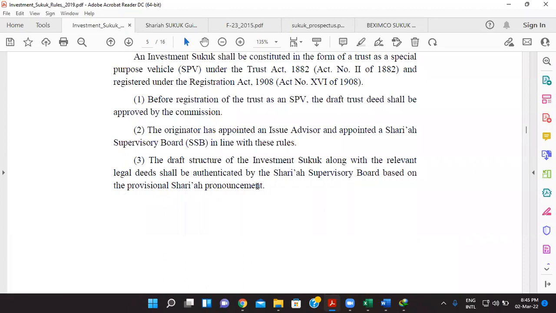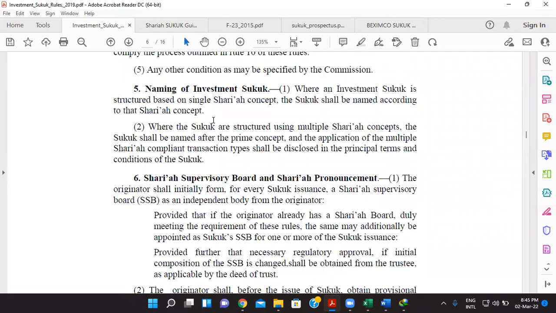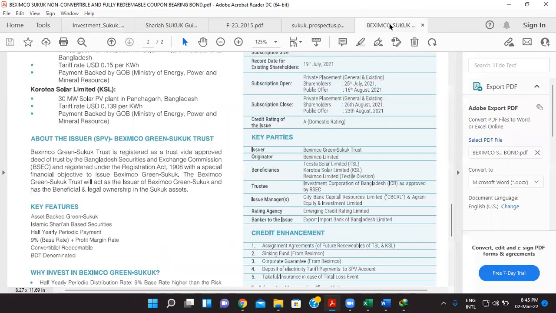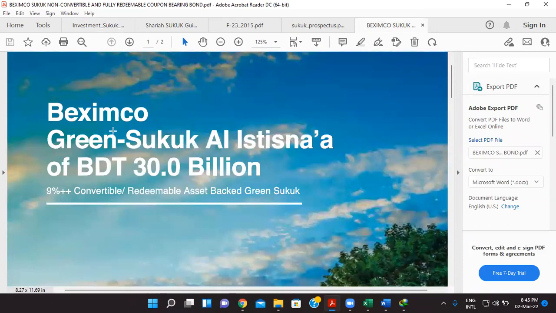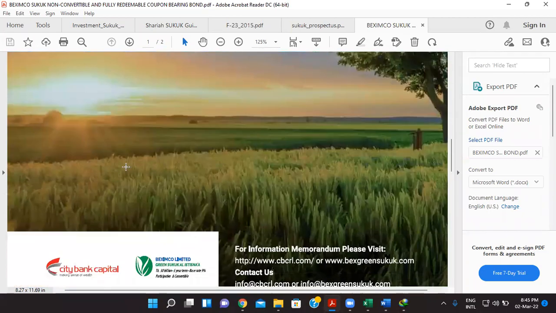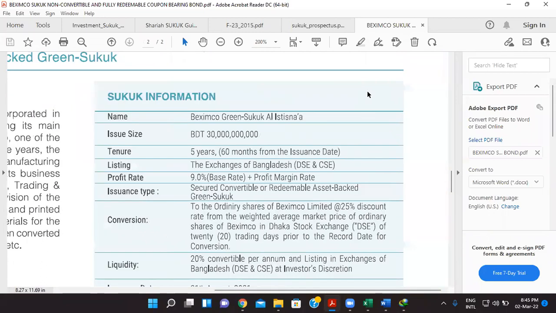Yeah, in this part. You see that I have highlighted this. Okay, fine. Next, naming of the investment sukuk. How will you name the investment sukuk? You see, what is the name of the investment sukuk issued by the BSEC? BSEC Green Sukuk Al Istisna of BDT 30 million. So the name of their sukuk is BSEC Green Sukuk Al Istisna. I'm referring to this one name, BSEC Green Sukuk Al Istisna. You see, what are the things here?